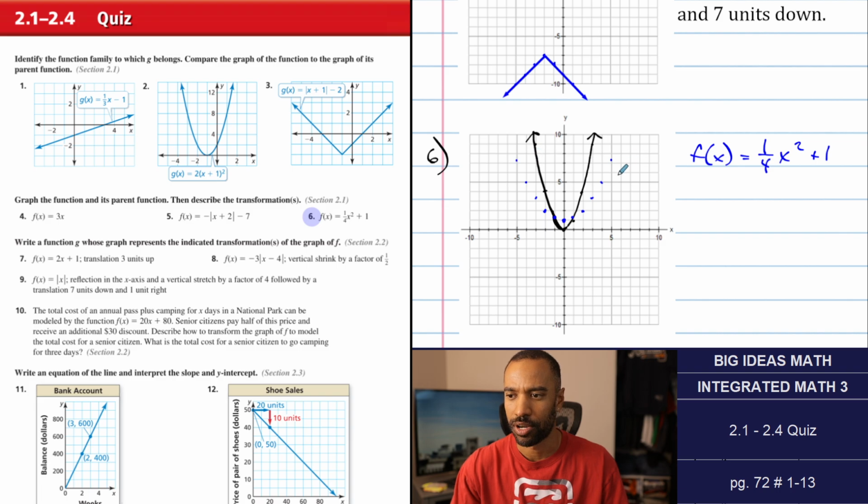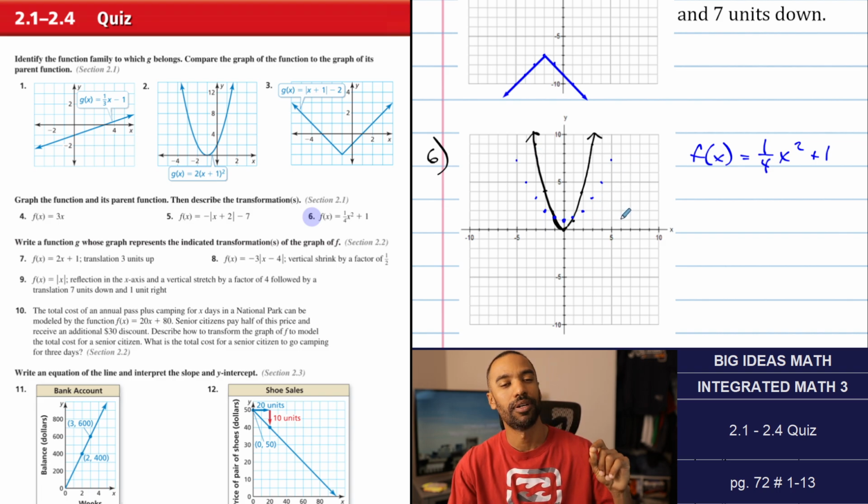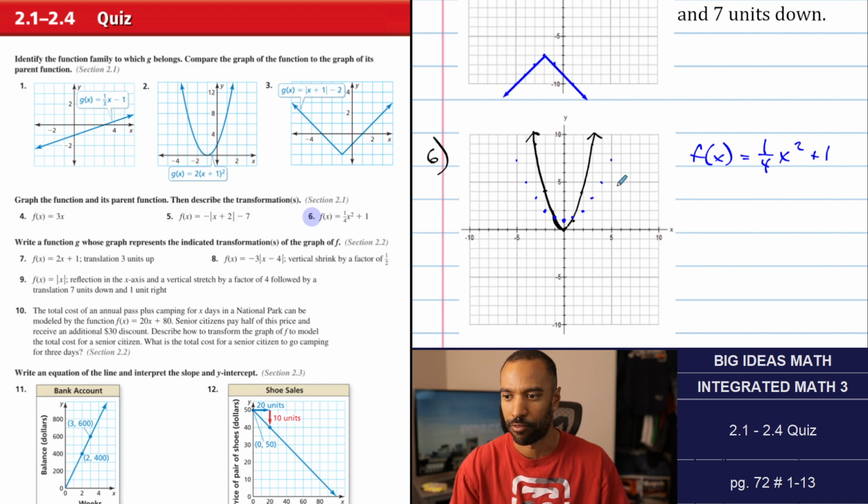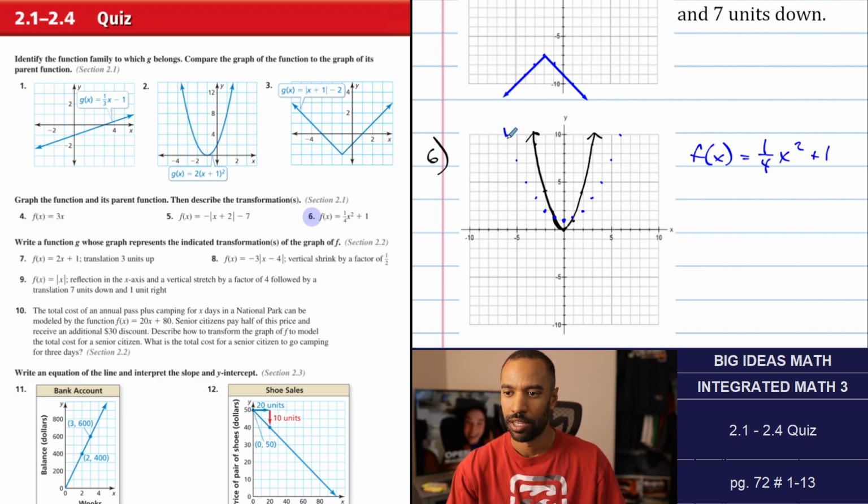Instead of over 6 up 36, we're going to go over 6 up 9. 36 divided by 4 is 9. And 9 up from 1 is at y equals 10. So this is a nice fatter graph which I can fit and draw very smoothly.